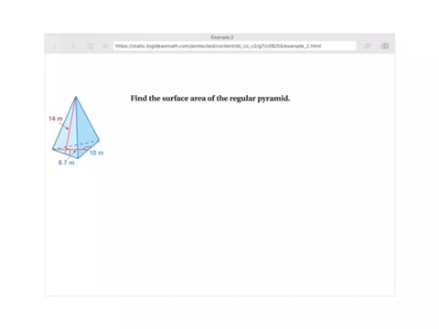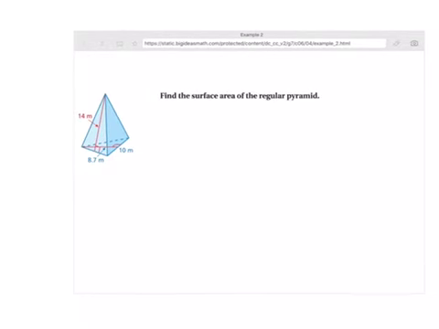All right, for example 2, and this one you're finding the surface area of a regular pyramid. Now in this case you see the base is a triangle, so it's going to be a little bit different than the square pyramid that we did a minute ago. So again, you're going to want to draw a net, especially if this is the first time you're doing this, and you'll notice that the base is now a triangle and all of your lateral sides are triangles.